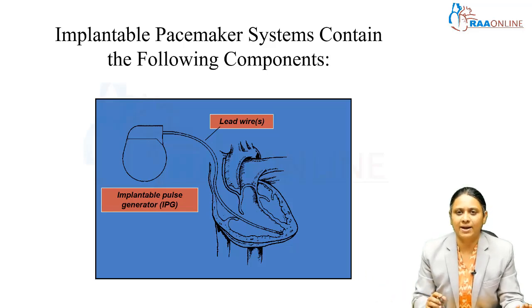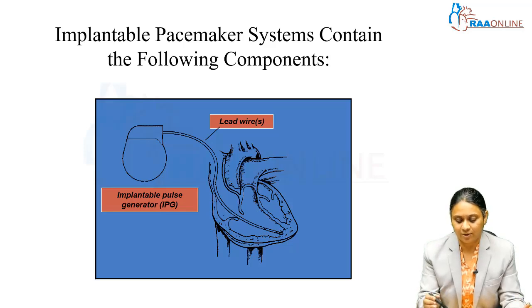So these are the implantable pacemakers. The parts of a pacemaker are two. There is a battery and the circuit, which has two parts. One is the battery and the other one is the electrical circuit for the impulse generation. This is the one which is implanted in the pacemaker pocket.